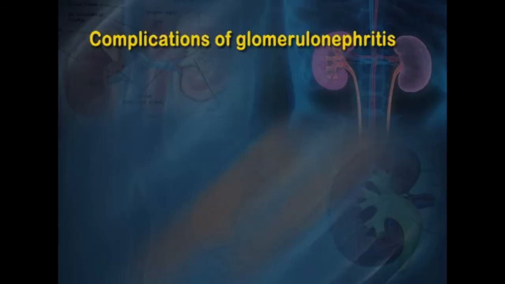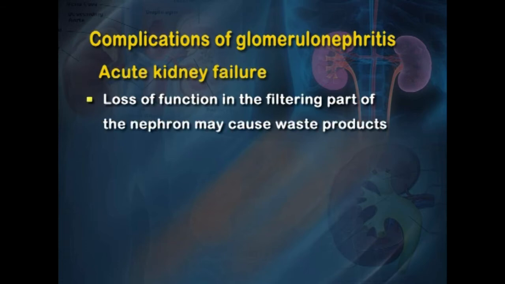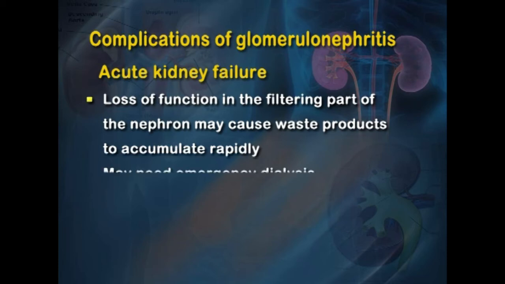There are also several complications which can be associated with glomerulonephritis. The first one is acute kidney failure. There is a loss of function in the filtering part of the nephron, and this causes accumulation of waste products in the body. Under such circumstances, the patient might require emergency dialysis.